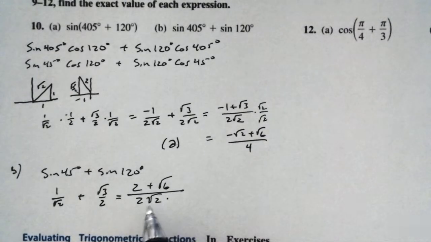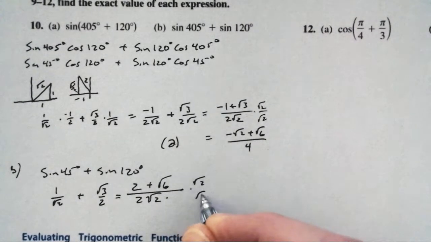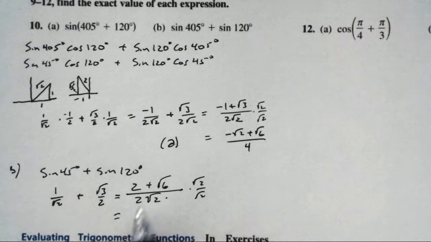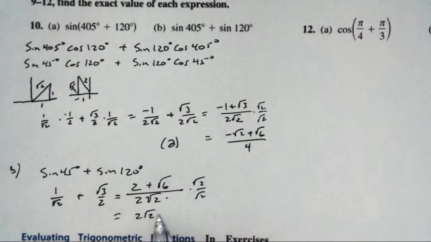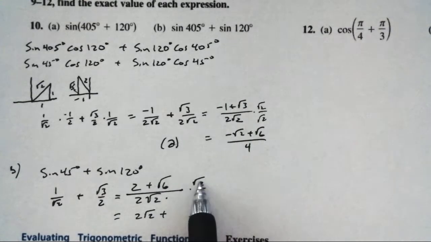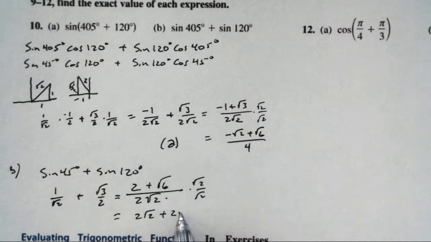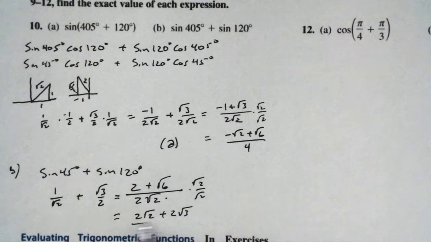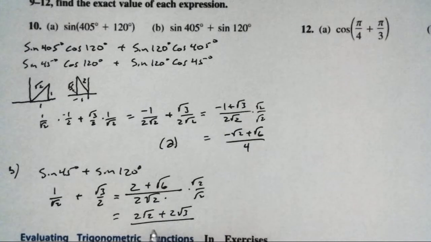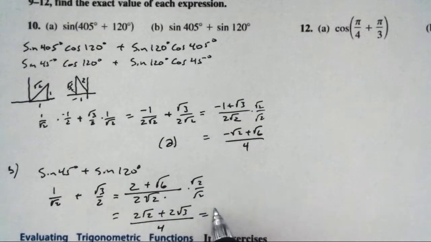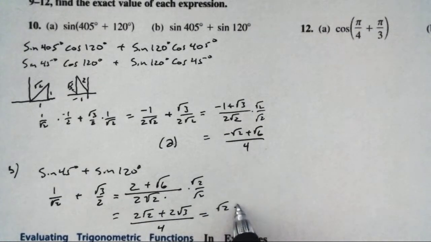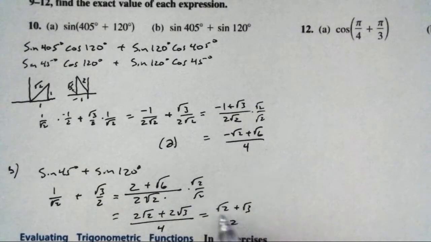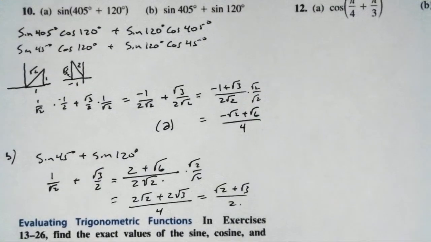Let's rationalize this guy, times square root of 2 on square root of 2, and we get 2 square root of 2 plus square root of 12, which is 2 square root of 3, all on 2 times 2, 4. We could reduce by 2's and we get square root of 2 plus square root of 3 all on 2, but we don't get that.